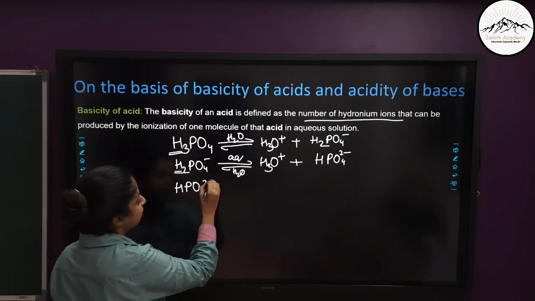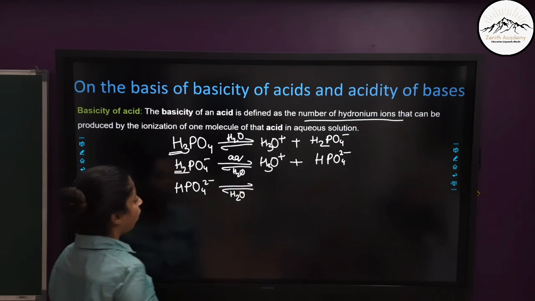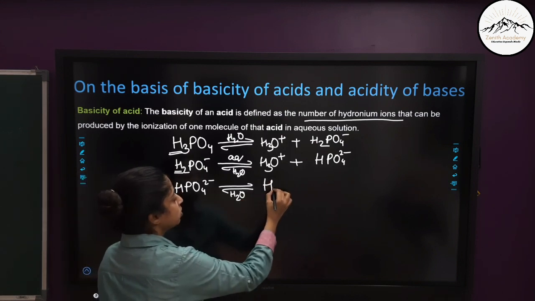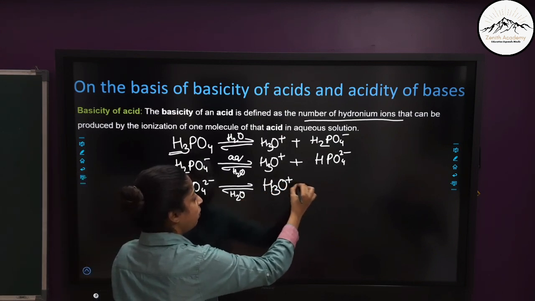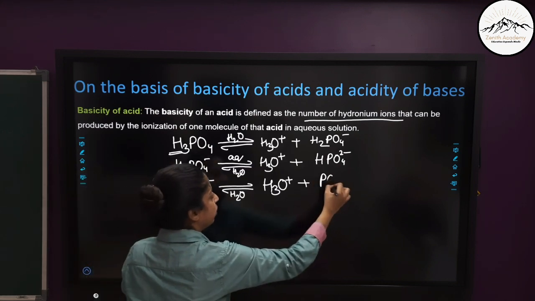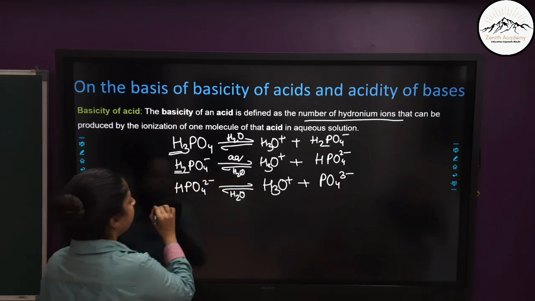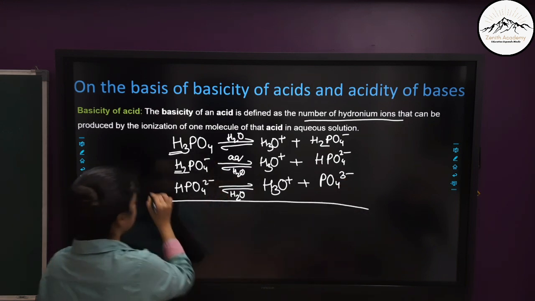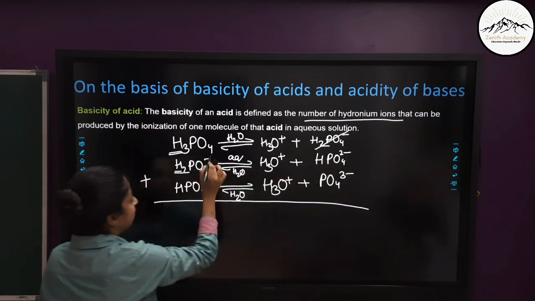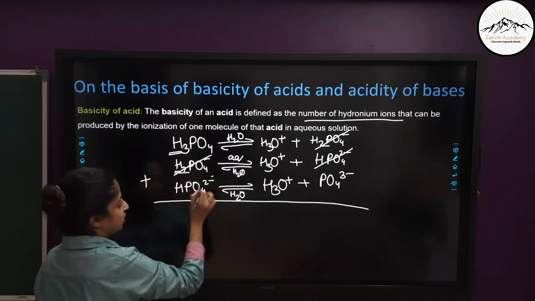Now when this HPO4 2 minus reacts with water in the aqueous medium, what happens? This last hydrogen also goes and reacts with the water. So again a hydronium ion is formed and now this H is left, so it will form PO4 3 minus. Now if you add all these three reactions, the H2PO4 minus on the right cancels here, and this HPO4 2 minus gets cancelled with this.